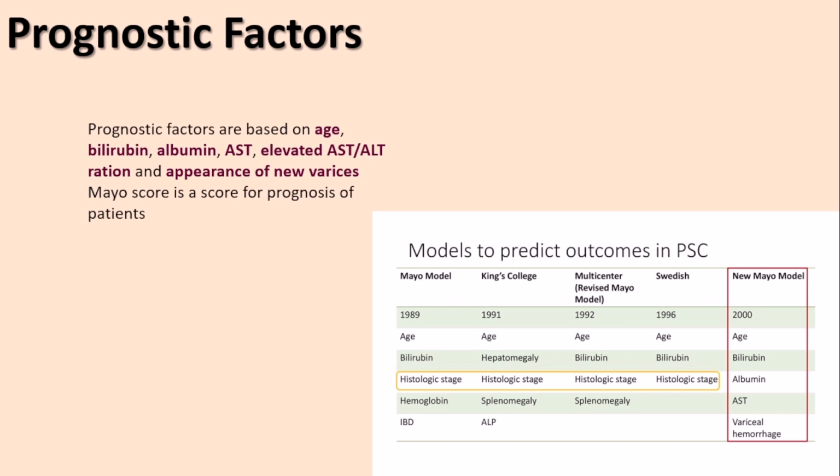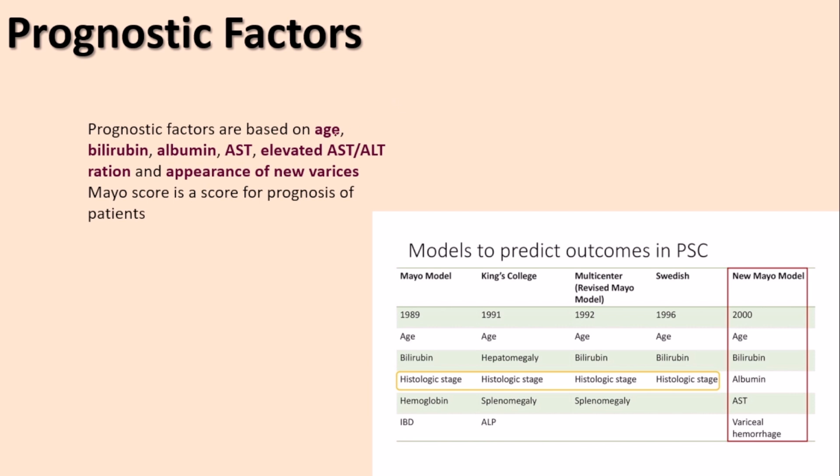Now, what are the prognostic factors? Here we have many prognostic factors and criteria. For example, we have the Mayo model, the Swedish model, the new Mayo models, the King's College model, or the multicentric model, which is a revised form of the Mayo model. But all of these models that predict prognosis are based on a few elements.